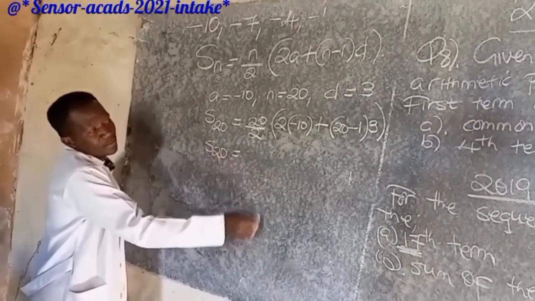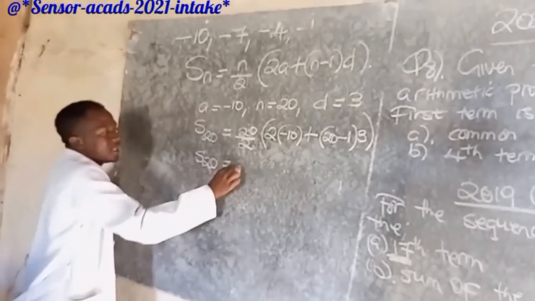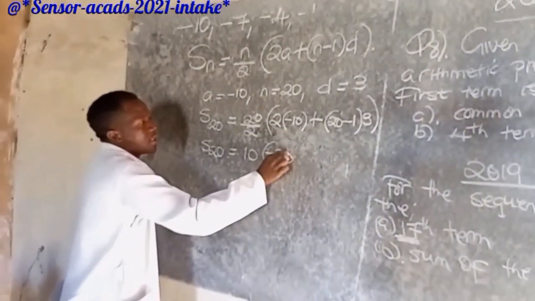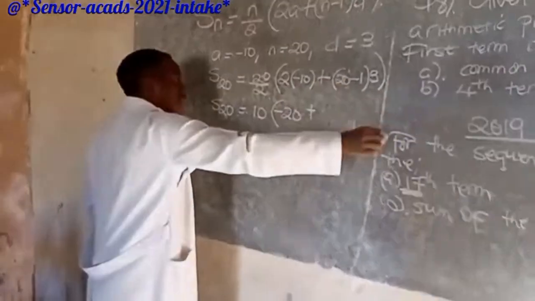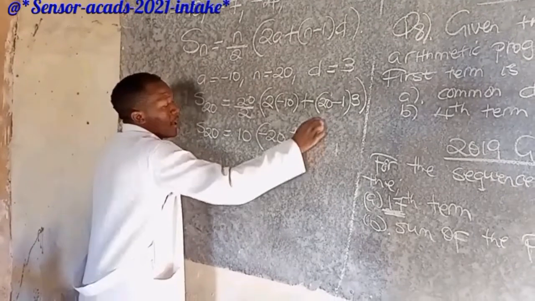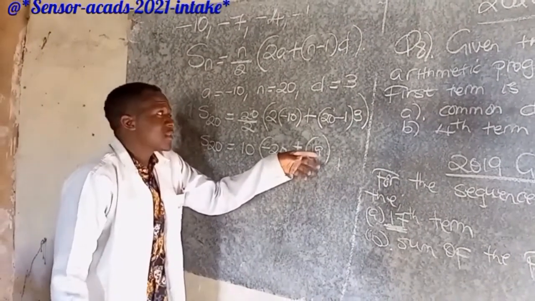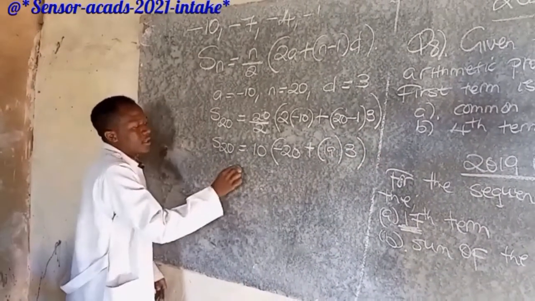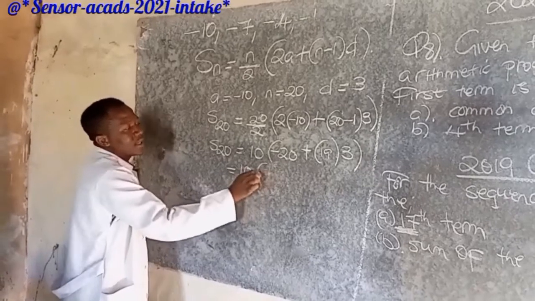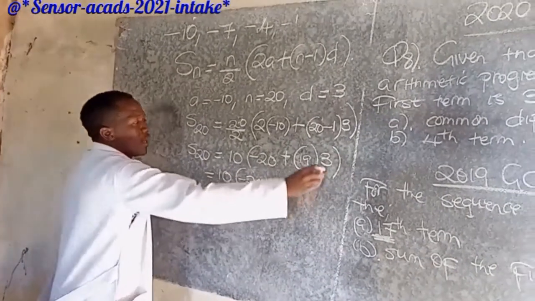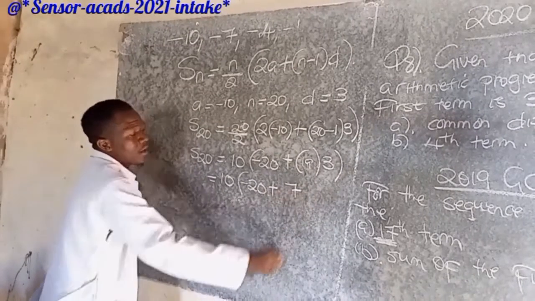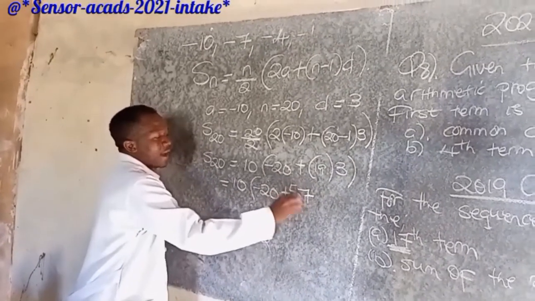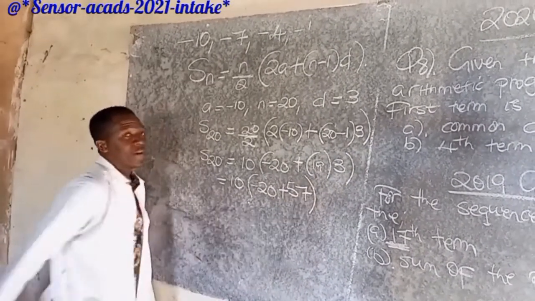The sum of 20 terms is going to be 2 into 20, which leaves a 10, open brackets, 2 times negative 10 is negative 20, then plus 20 minus 1 is 19, but this 19 should not be the 3 yet, because it should be multiplied with a 3, so we bring down a 3 here. Then this is going to be 10, open brackets, negative 20, then plus 3 times 9 is 27. We remain with a 2. 3 multiplied by 1 is 3, plus 2, 5. So this is going to give a 57.